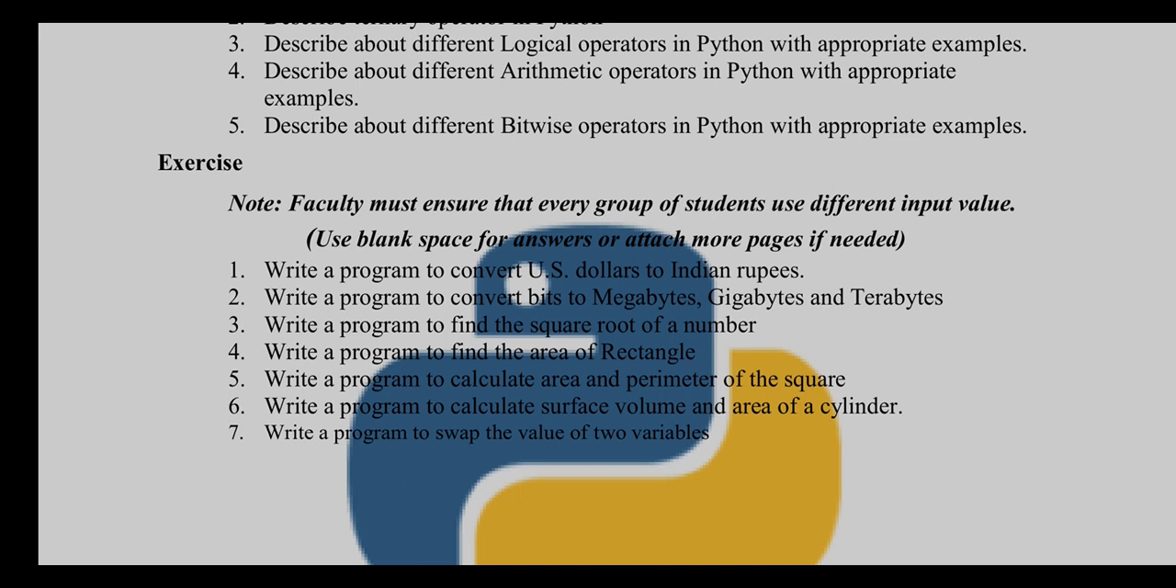So what kind of exercise you have to perform after this learning process, so what is our execution part? First we have to write a program to convert US dollars into Indian rupees. Next is write a program to convert bits into megabytes, gigabytes and terabytes. Then write a program to find the square root of a number. Then write a program to find the area of a rectangle. Then write a program to calculate the area and perimeter of a square. The next program is write a program to calculate the surface area and volume of a cylinder. And the seventh one is write a program to swap the values of two variables.